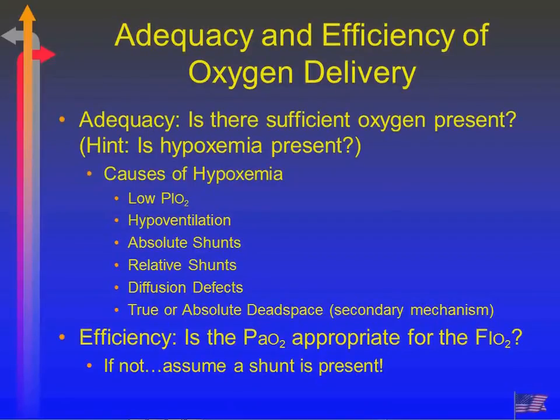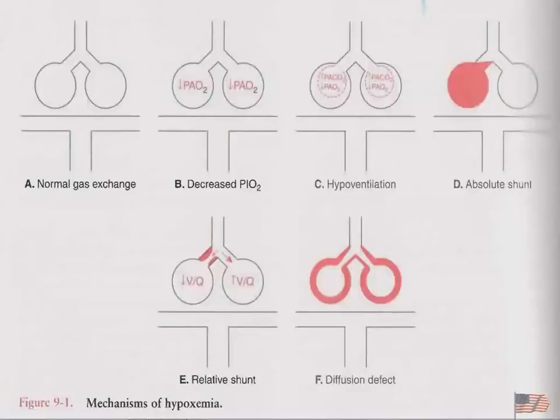And this is out of the text also, and just kind of shows you the different, with normal gas exchange, both alveoli are participating. Here's an example of where I have a reduction in alveolar PO2 simply because either the barometric pressure is low or the FiO2 is less than 21%.